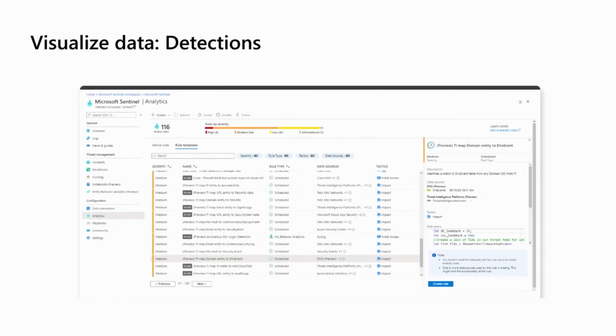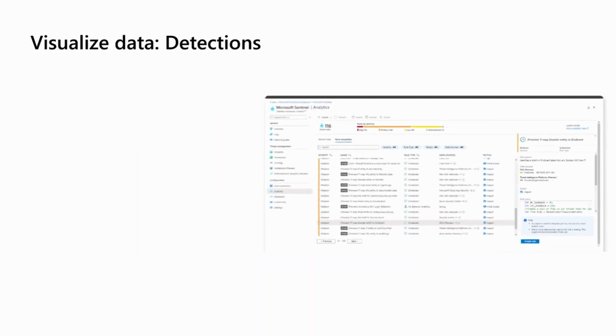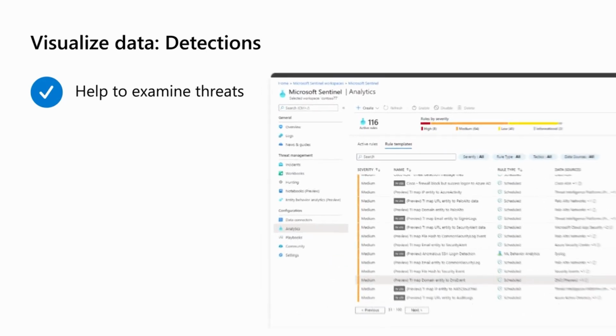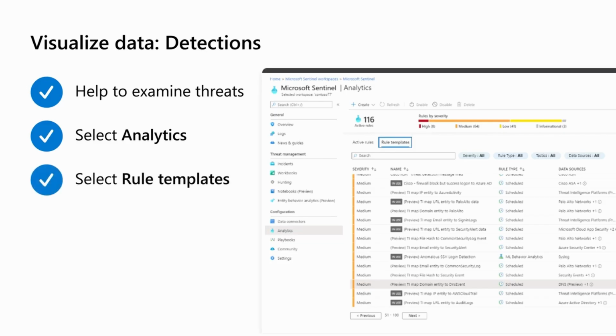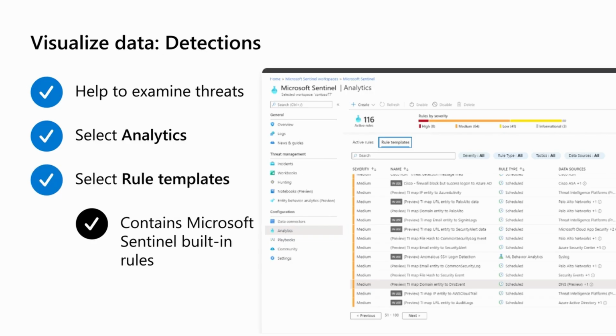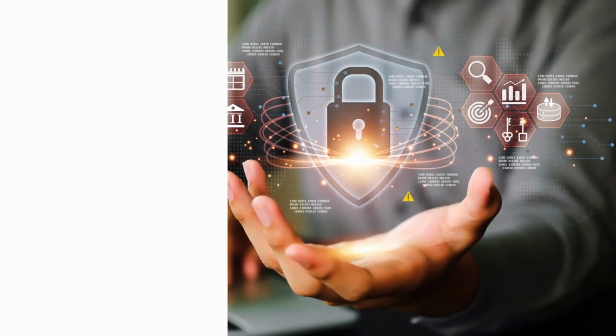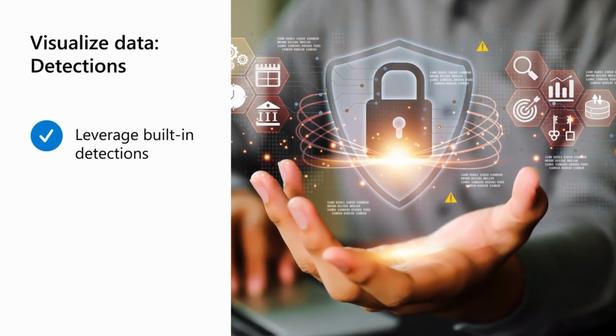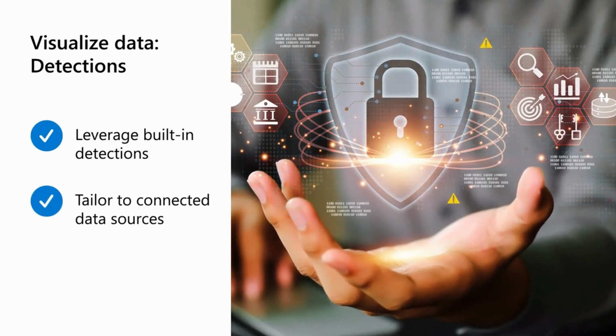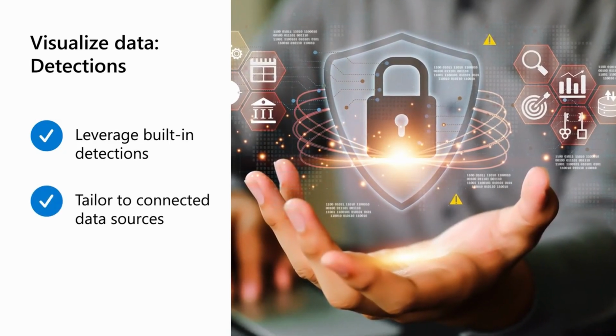Now, let's visualize the data in the detections. When the data sources are linked to Microsoft Sentinel, the detections assist in examining threats within the organization. To view detections, go to Analytics in the left navigation menu within the Configuration blade of Microsoft Sentinel and select the Rule Templates tab. This tab contains all the Microsoft Sentinel built-in rules. It is important to note that when you create a new detection, leverage the built-in detections from Microsoft security researchers, which will tailor to your connected data sources.